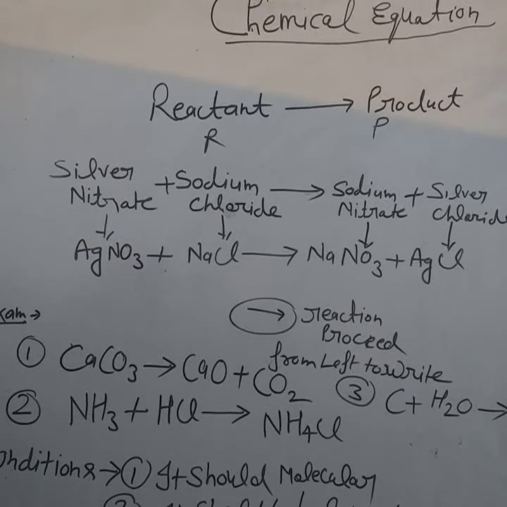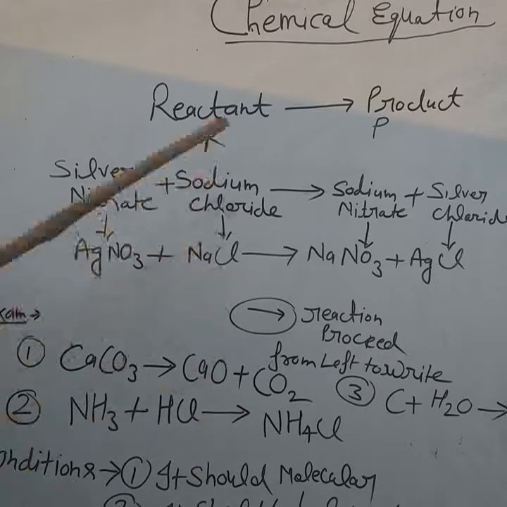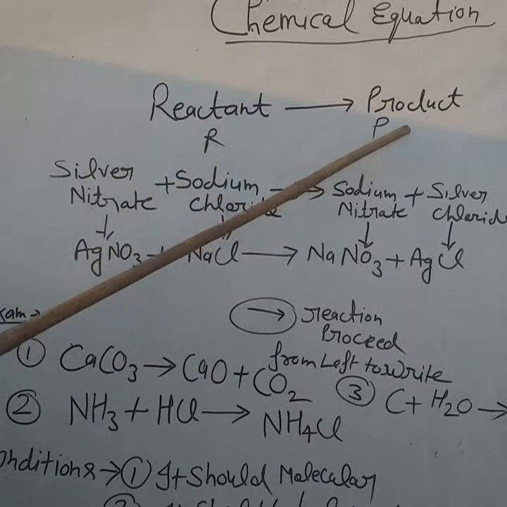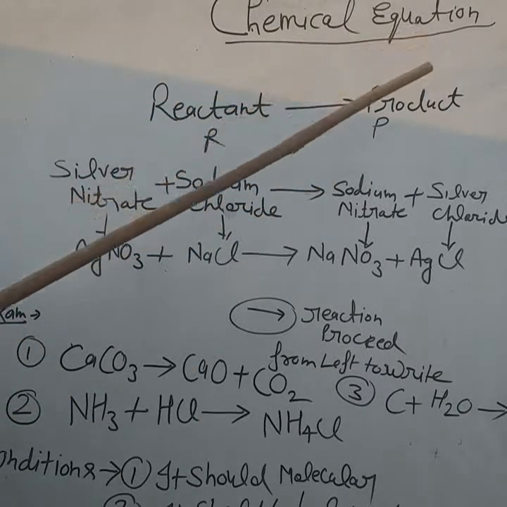A chemical equation is the brief representation of a chemical reaction in terms of the chemical formulas of reactants and products. When a chemical reaction is represented in terms of the chemical formulas of reactants and products, it is called a chemical equation.